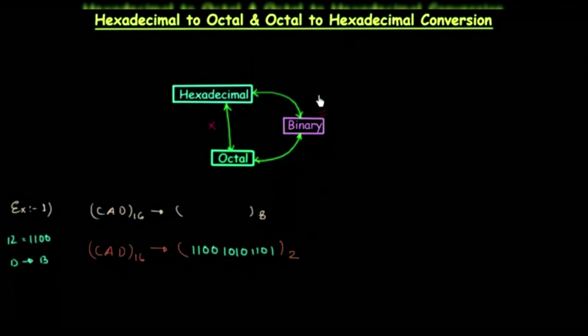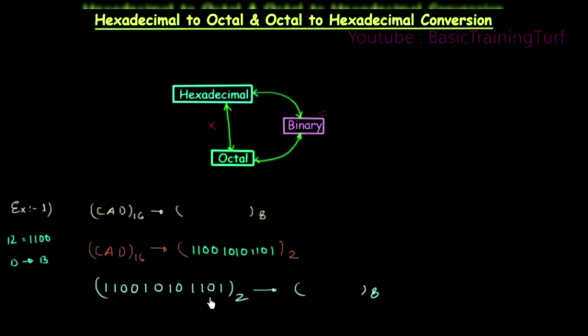So we have done the 50% job, and now we have to convert the binary number to octal. So we will convert this binary number 110010101101, this binary number, to octal. And if you remember, we have to make group of 3 bits. So we will start from right. This is the first group. This is the second group, this is the third group, and this is the last group.